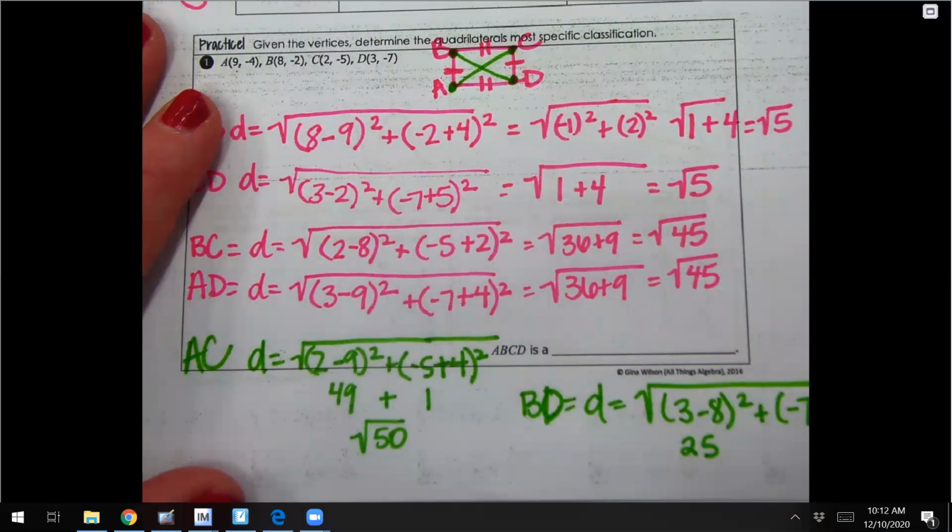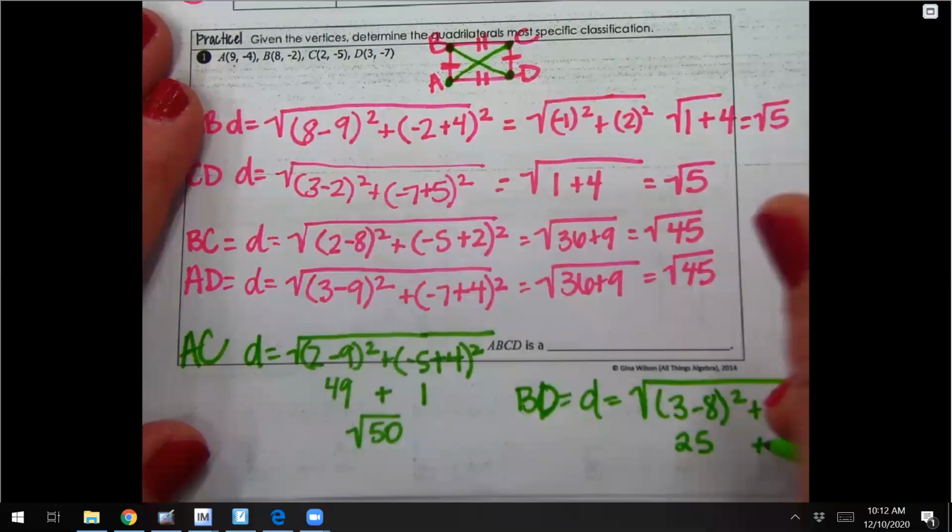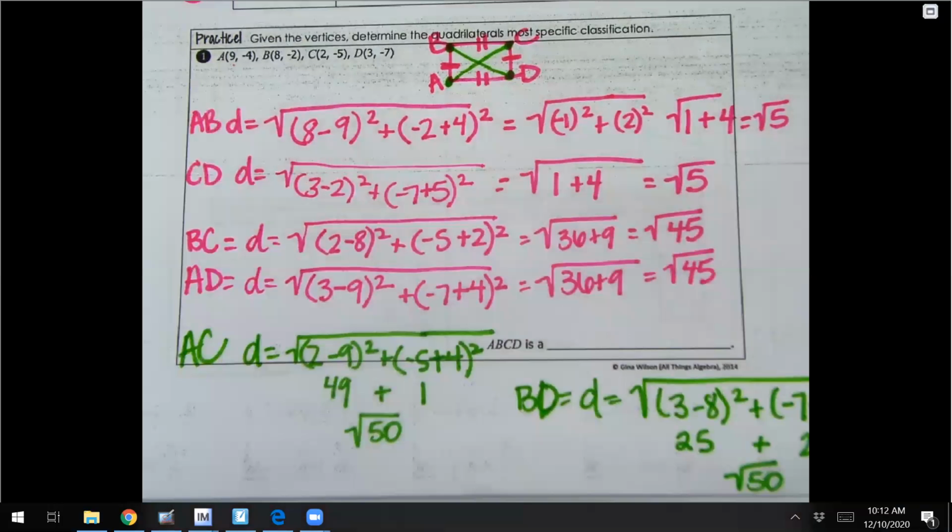So what do we know about our diagonals? They're congruent. So we've got sets of sides that are congruent, and we've got diagonals that are congruent. So what do we have? It's a rectangle. Now, that's a lot of work just to get that.